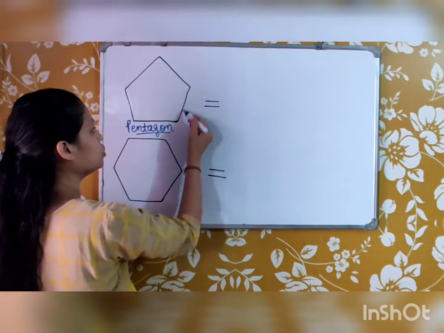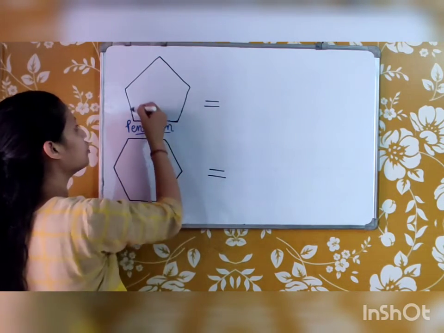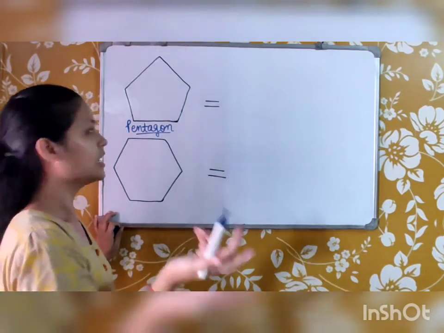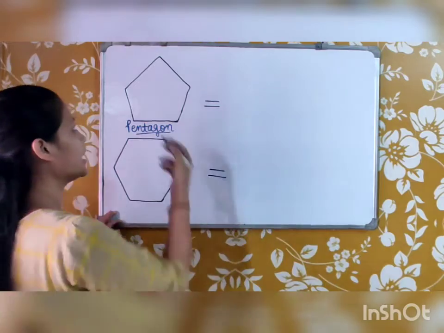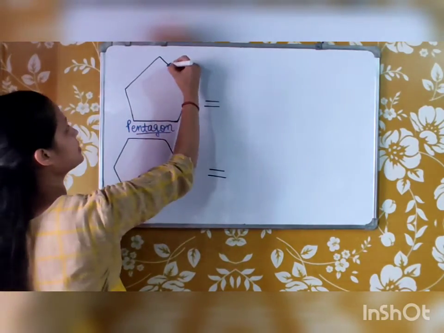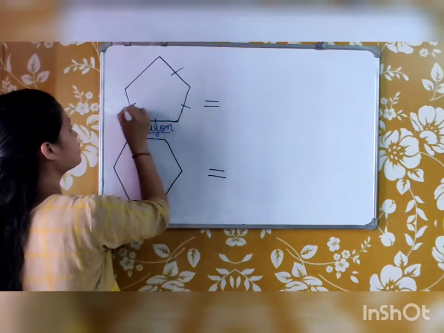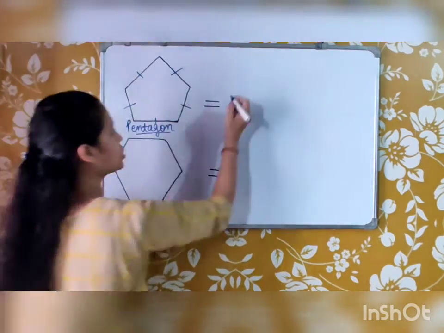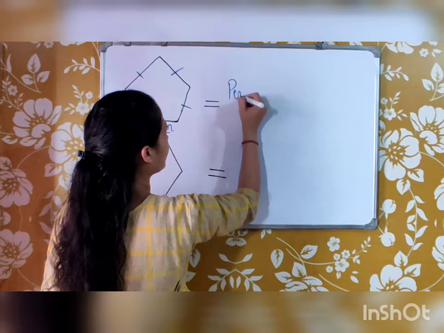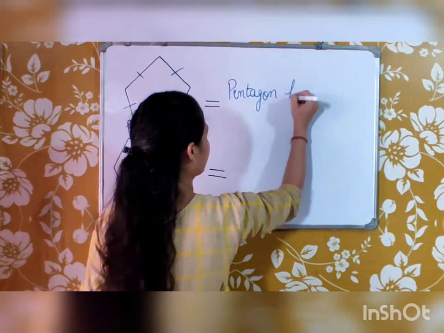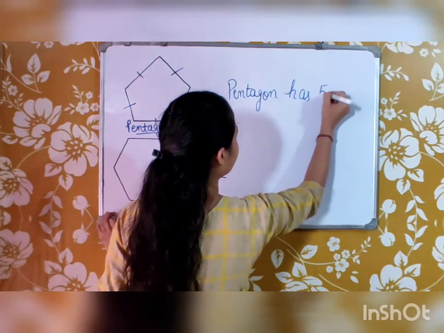1, 2, 3, 4, 5. So the shape which has 5 sides is known as pentagon. It has 5 sides. See, 1, 2, this is 3, this is 4 and this is 5. So we will write: pentagon has 5 sides.